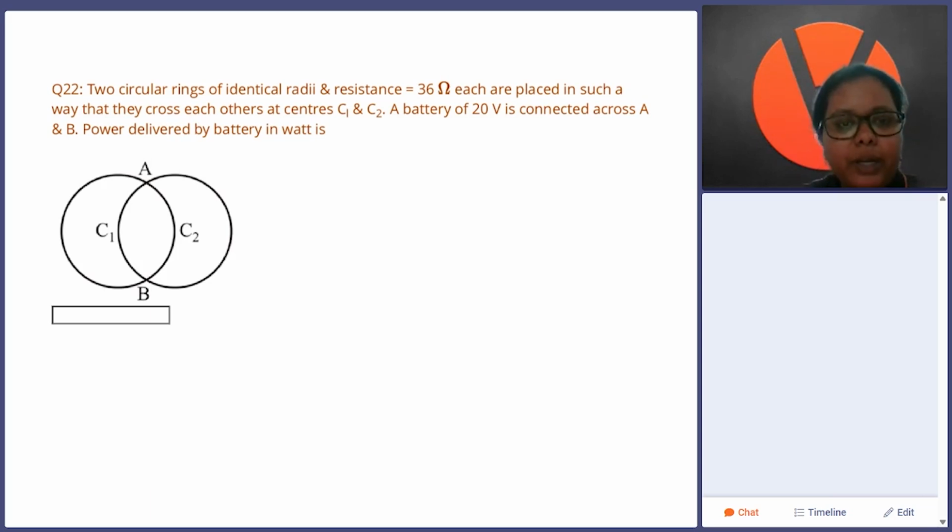So now what we are going to find is the length of AC, for example, AC1B or AC2B. This is 1/3 of the circumference. So 1/3 of the circumference, or what I will consider is 1/3 of the resistance.